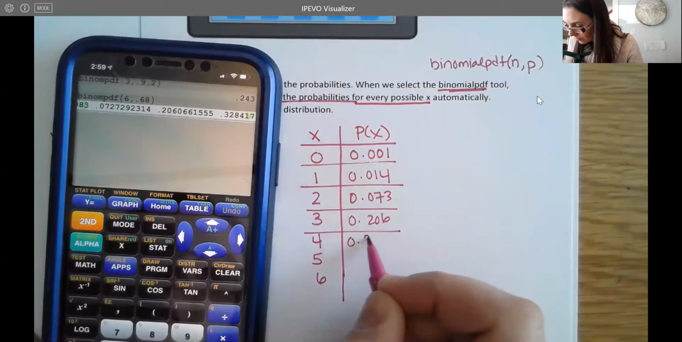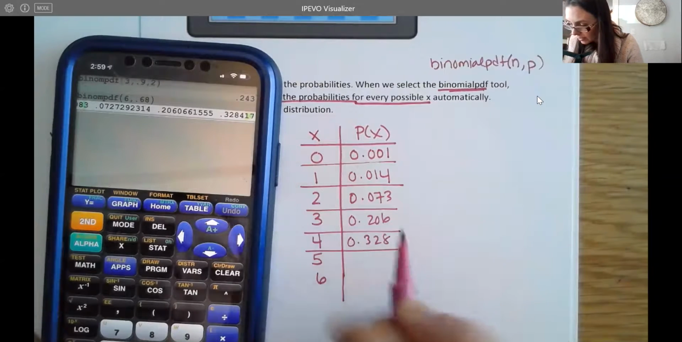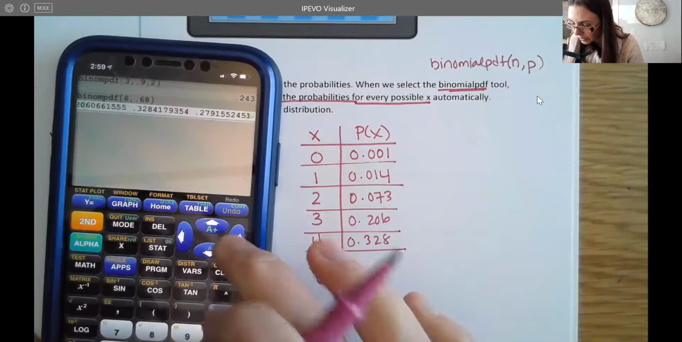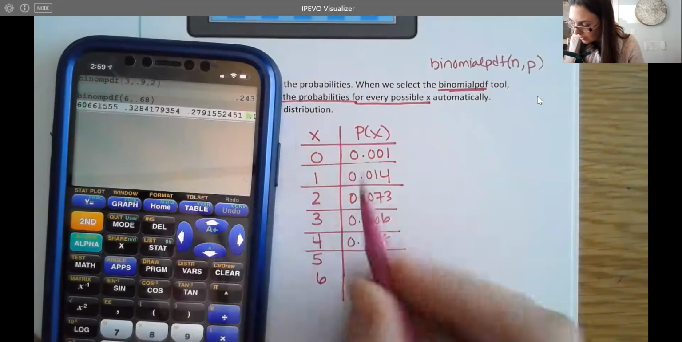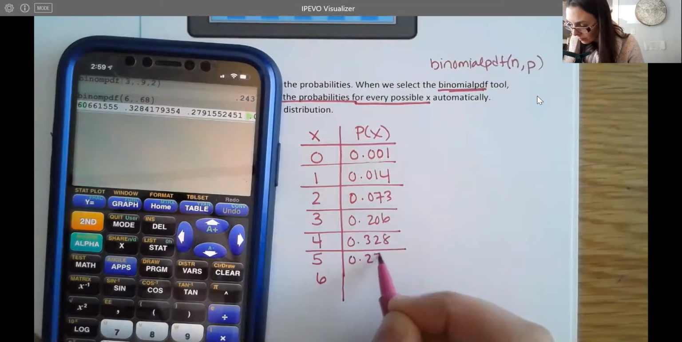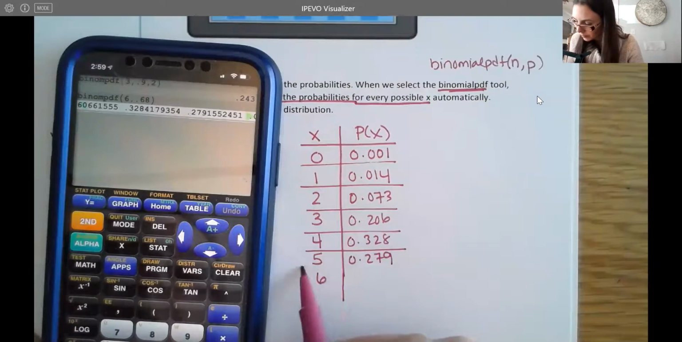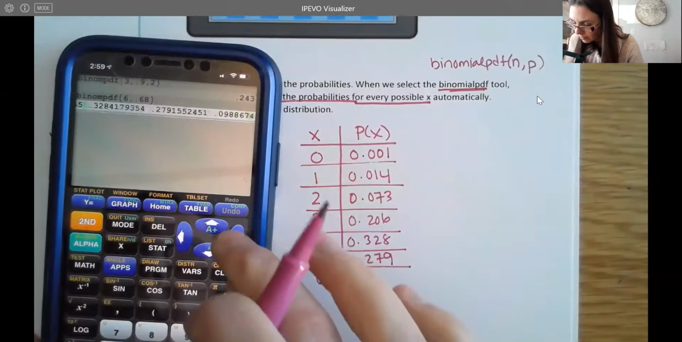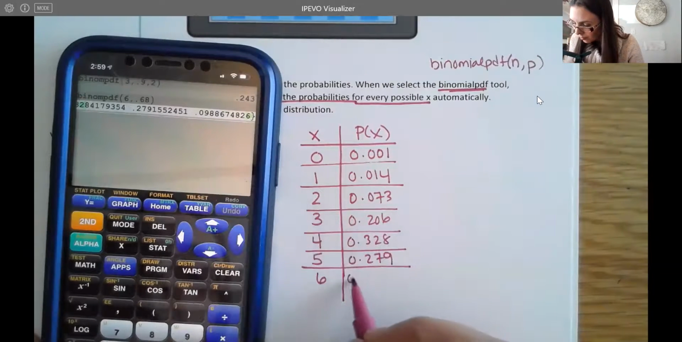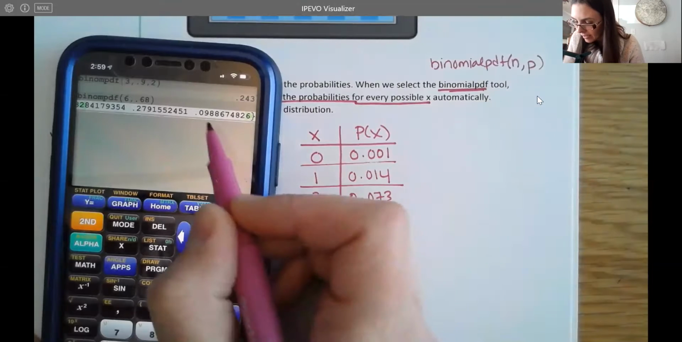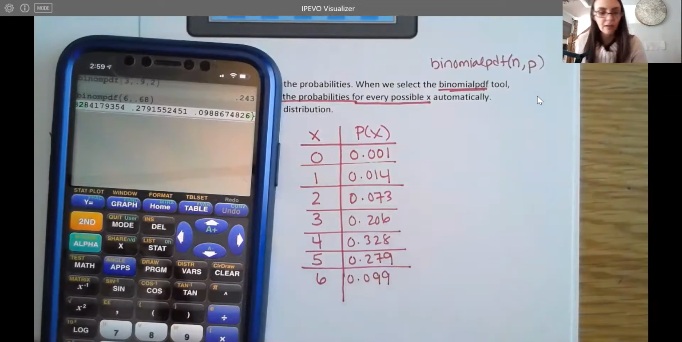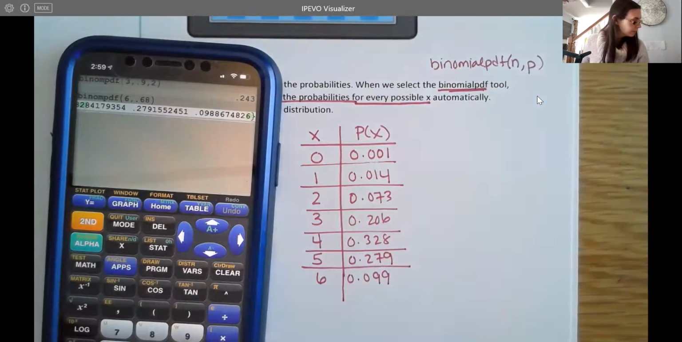0.328. And I'm just rounding to 3 decimal places here, which is pretty common for probabilities. Here, 0.279. And then finally, 0.09. And then again, that 8 is going to bump up to 9 here when I round. So there's my whole table in one shot. I don't have to do the formula over and over and over again. I can get all the answers.